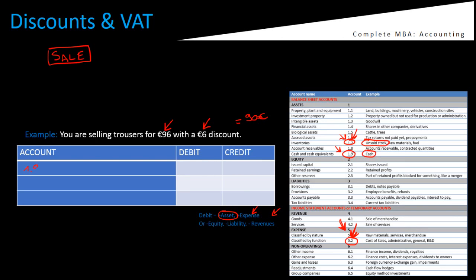Let's put them. 1.9 cash, and we said 5.2.2 expense marketing. The cash was increased by 90 euro and 6 euro went into marketing. Now the inventory is easy. Our inventory value has decreased by 96, the sum of the cash and the marketing expenses. So now I should put here 1.7 inventory. And that's it. You just learned how to make an entry for a sales discount, a triple entry.